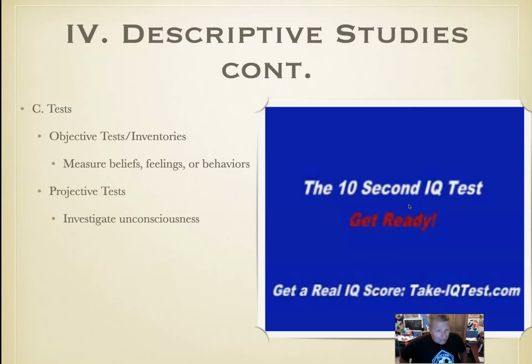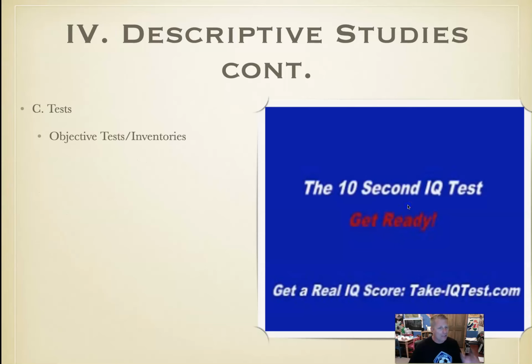There are projective tests where you investigate the unconscious, and these are like the Rorschach ink blot test. You can do paired association. You can analyze dreams.